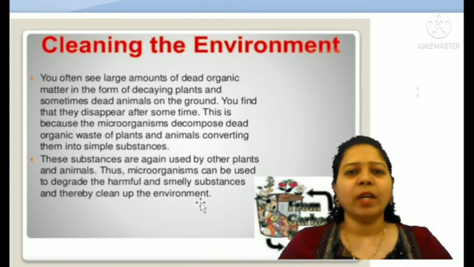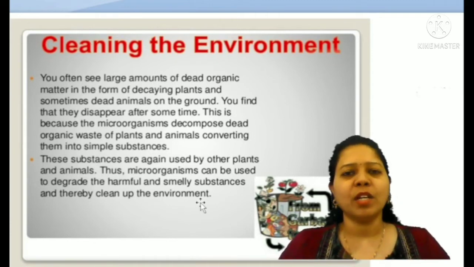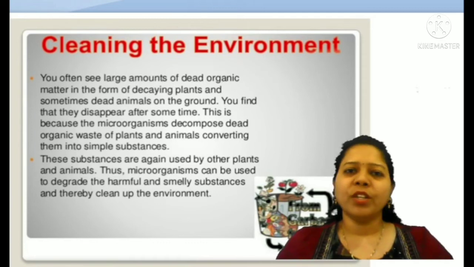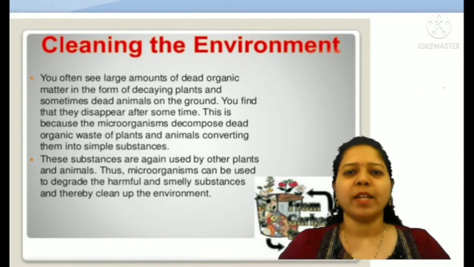We know that dead organisms or garbage, after some days, decompose and vanish, and that's why it is easy to manage. Who is doing this decomposition? This decomposition is done by microorganisms only. In this way, indirectly, microorganisms clean the environment, and they are very helpful for us to keep the environment clean. Now we have learned about the different uses of microorganisms.